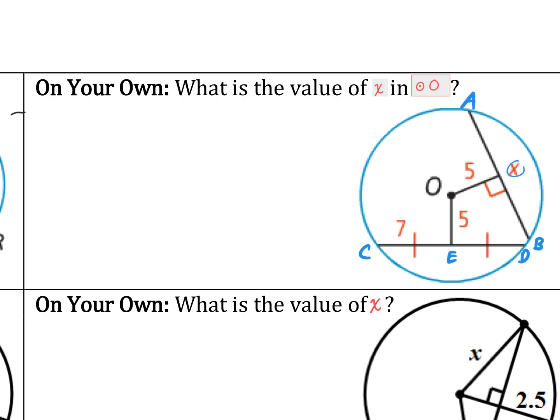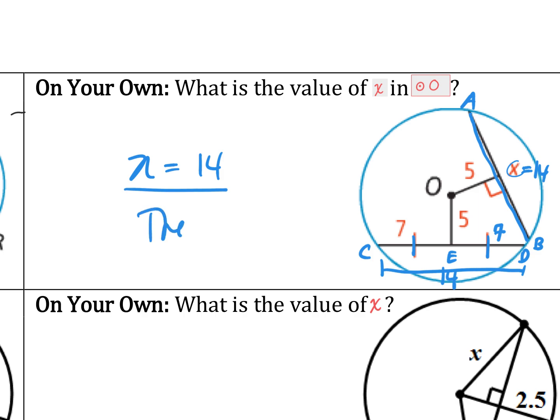So let's see, what can we see in here? This line is going to be the same here. It means that this is also 7. It means the length of this is going to be 14. If that is the case, then according to the third theorem, this chord will also be equal to 14. Therefore, we can say that x is equal to 14 because of what theorem number 3 has stated.